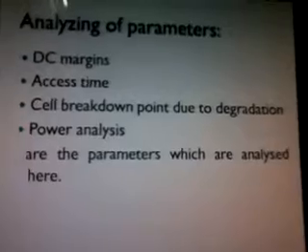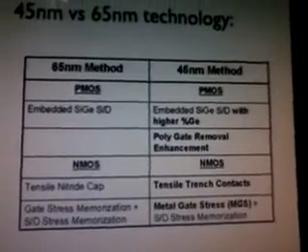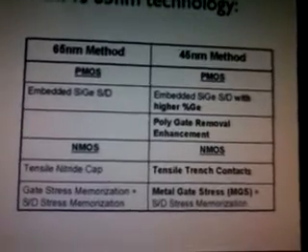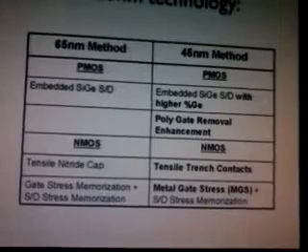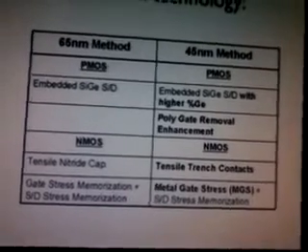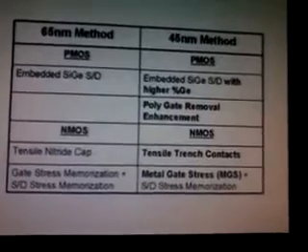And the comparison table between the 45 nanometer technology and 65 nanometer technology is shown here. Between 45 and 65 nanometer technology, there is only silicon gate oxide and source to drain oxide, but here I have increased the germanium present in 45 nanometer technology, and other things are displayed.